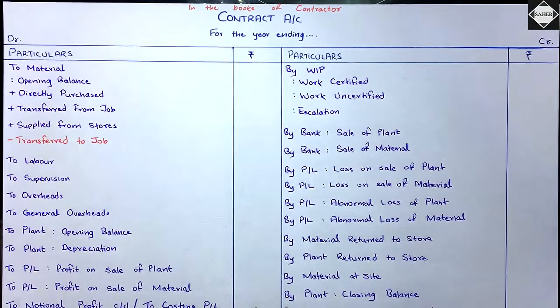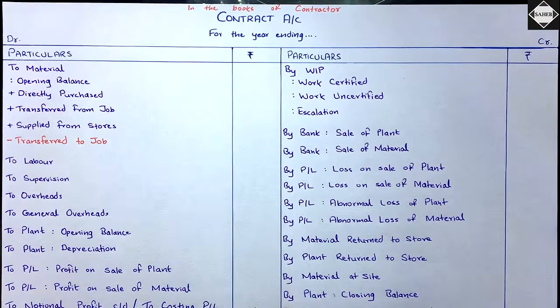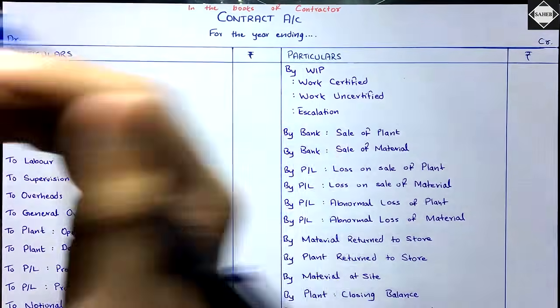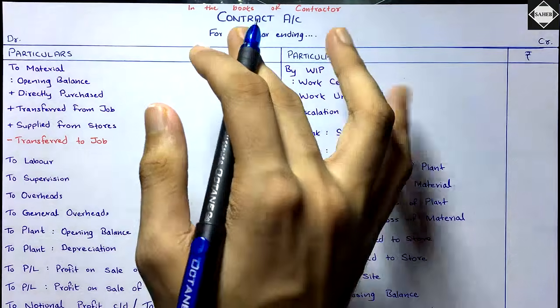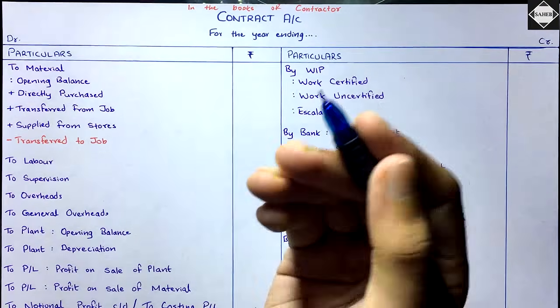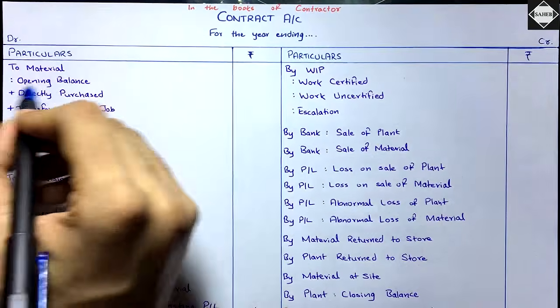But then what are all these lines below the material? See, it's very simple. It is just a breakdown of the material figure: opening balance, directly purchased, and all that. So let's understand that one by one. See, opening balance is the balance that you had from the previous year. If you're preparing the contract account for the second year of the contract, then from the previous year you will have some materials on the site that you will take over here.